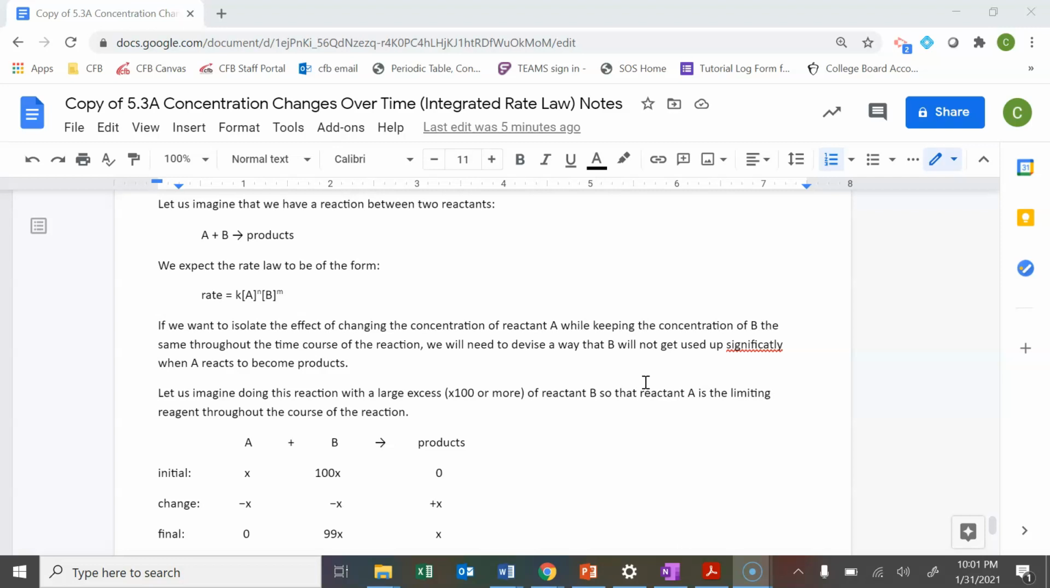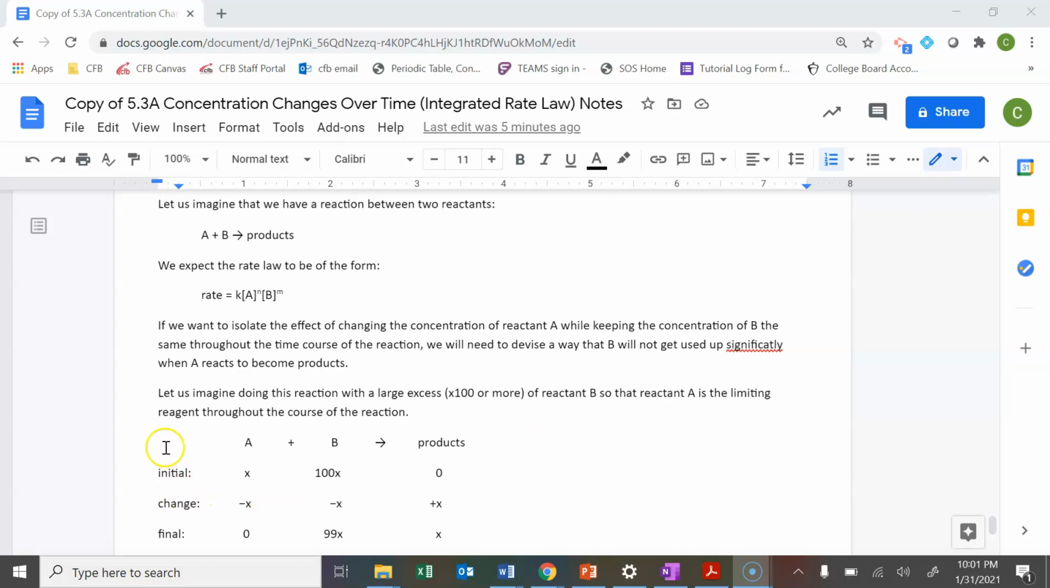Basically what we're going to do is make A the limiting reactant by a huge factor intentionally. So let's imagine doing the reaction with a large excess, 100 times more of reactant B, so that reactant A is obviously the limiting reagent throughout the course of the reaction.